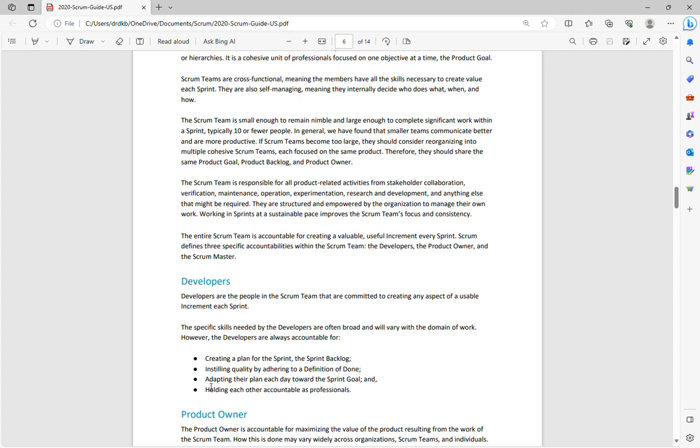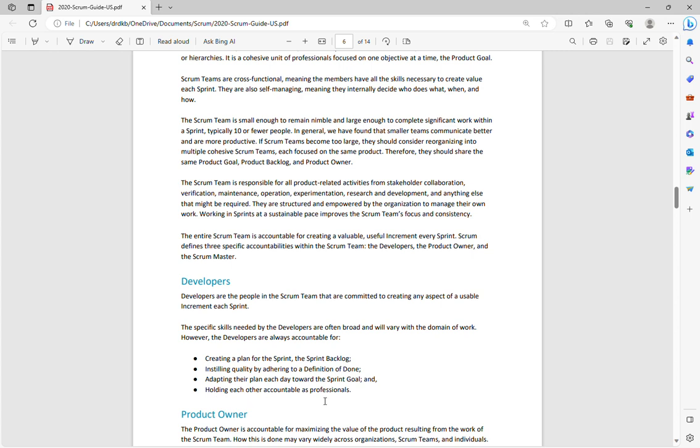So next one is adapting their plan each day toward the sprint goal. Now the team should inspect and adapt through the daily scrum. The team should inspect progress towards the sprint goal, and if there are any blockers or changes required, then they should adapt to the changes and start working on it. If there are any blockers, then they should work on it as soon as possible. That is what is expected from the team.